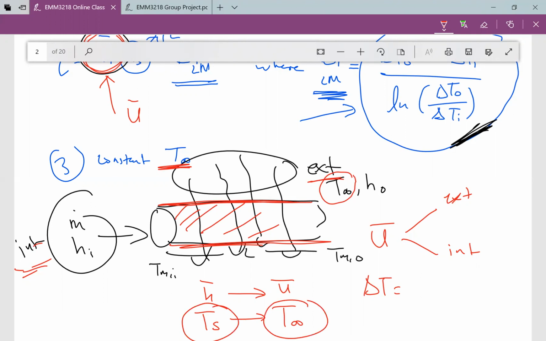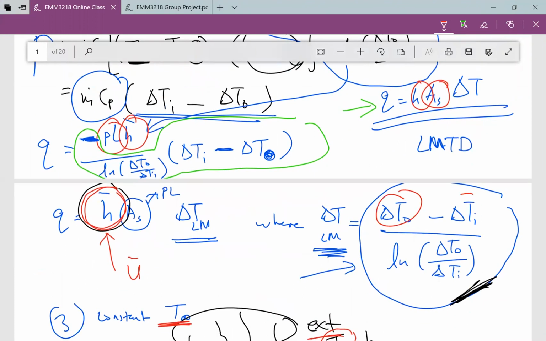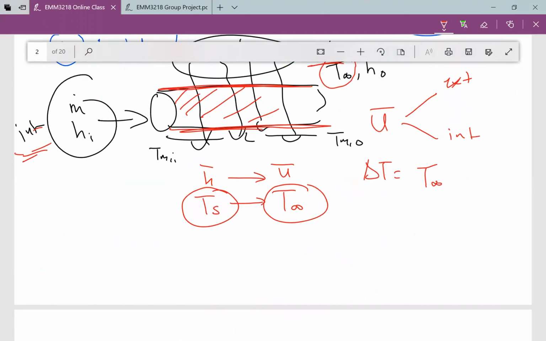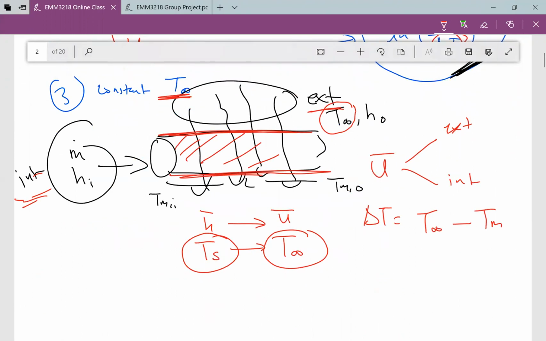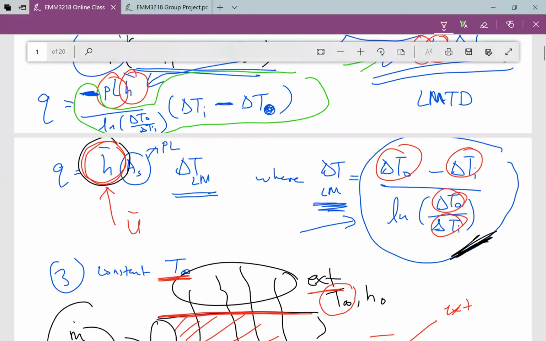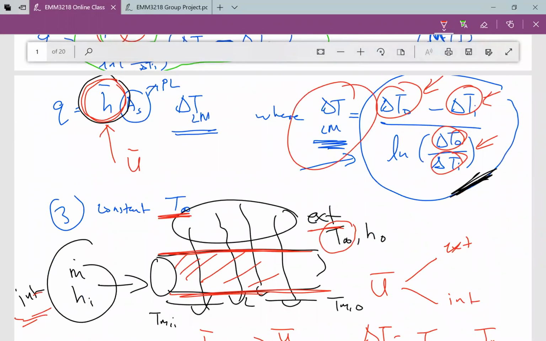Okay, so delta T, not the log mean temperature difference, but this delta T, is then T surrounding minus Tm for this third case. Remember that for the second case, delta T is Ts minus Tm. Now this is approaching T infinity. So this is what you have for every term that you have delta T, in order to get the delta T log mean.